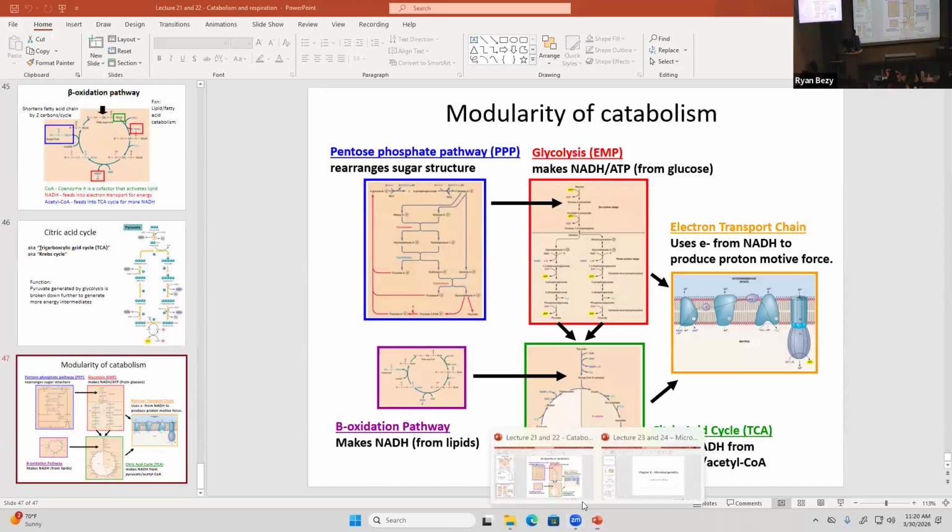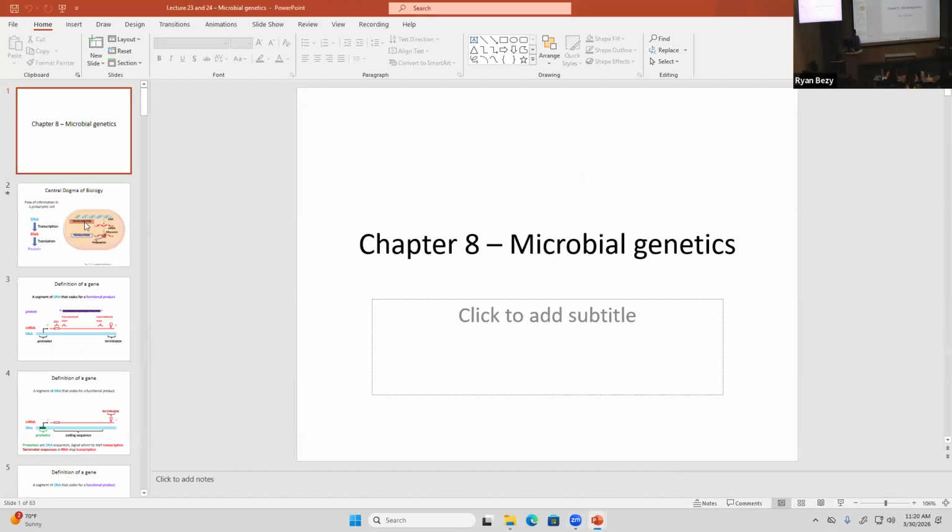All right, next lecture, we are switching gears a little bit. We've kind of finished up our catabolic unit. We're going to start going into anabolism now, making macromolecules. Instead of energy processing, we're going to be starting to use up the energy intermediates to make macromolecules. We're going to start off talking about genetics then, and making nucleic acids.